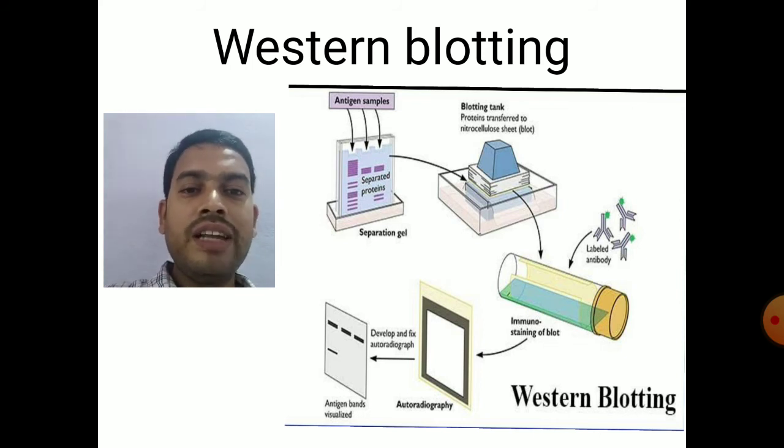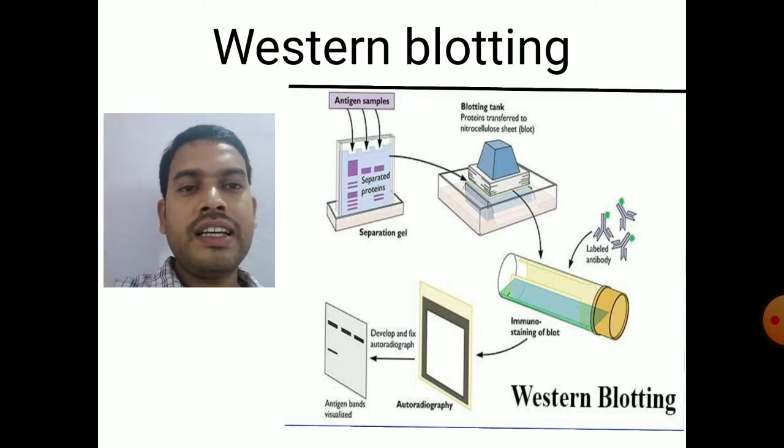If the antibody is enzyme labeled, a colored band can be directly viewed by using the substrate on the membrane. If the antibody is radio labeled, it is subjected to X-ray film by the process called autoradiography. After autoradiography, on the autoradiogram, you can view your band of interest, the protein band of interest. So this is Western blotting.